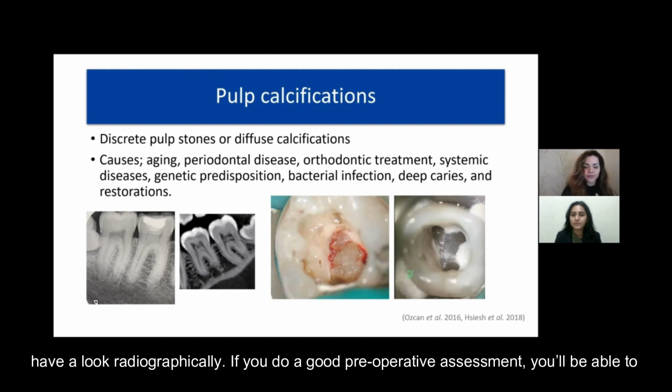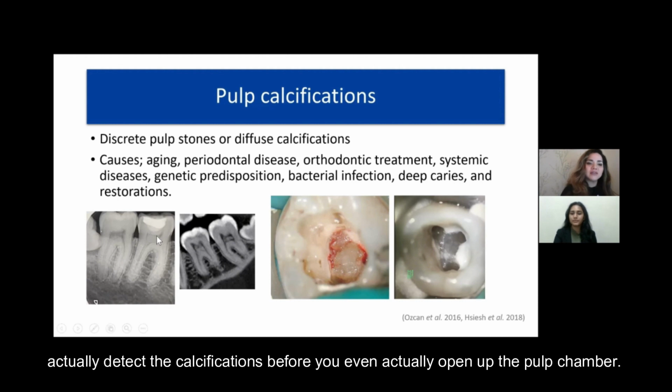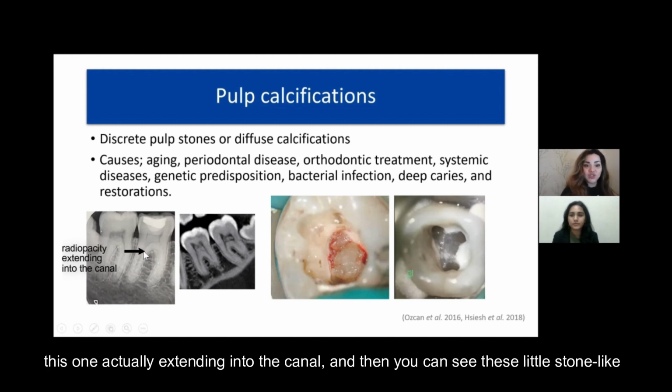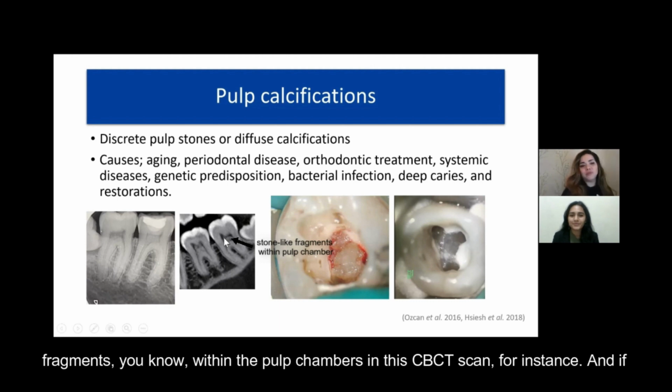Radiographically, if you do a good pre-operative assessment, you'll be able to detect the calcification before you even open up the pulp chamber. You can see the radiopacity, if you look at my cursor, within the pulp chamber, and this one extending into the canal. And you can see these little stone-like fragments within the pulp chambers in this CBCT scan, for instance.